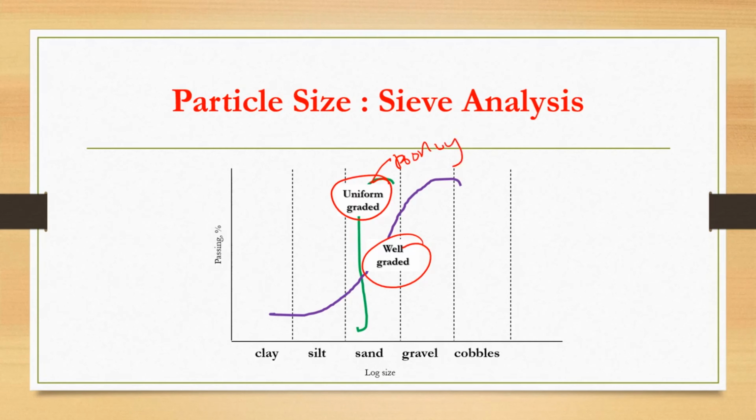And you need to understand the definitions of well graded. Well graded covers a wide range of particle sizes. Meanwhile, uniform graded covers only a certain range of particle size. So if you look here, for well graded, from big particle to small particle. If you're talking about uniform, it only covers certain sizes only. In this case, it covers only sandy size.